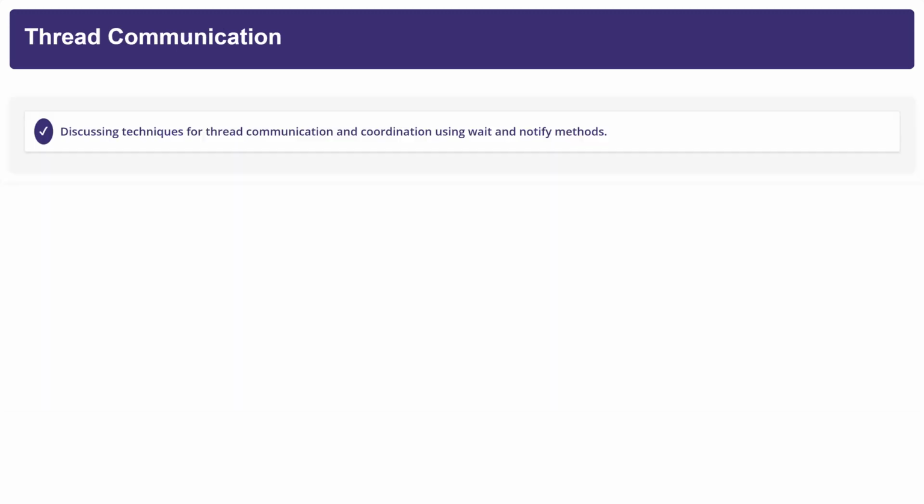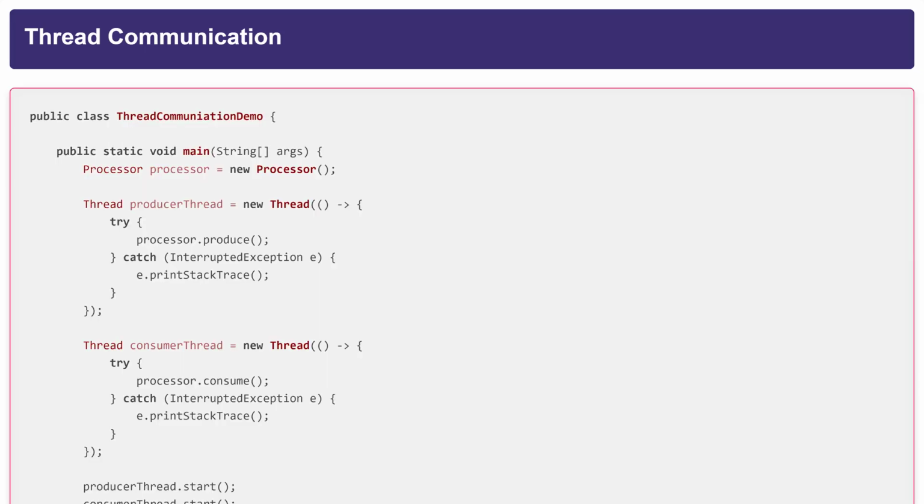In this slide, we will discuss techniques for thread communication and coordination using the wait and notify methods. Now let's look at an example code snippet to understand the techniques for thread communication and coordination using the wait and notify methods. In this code, we have a class called ThreadCommunicationDemo.